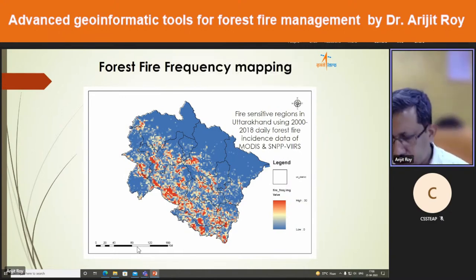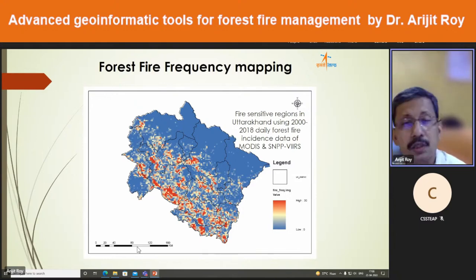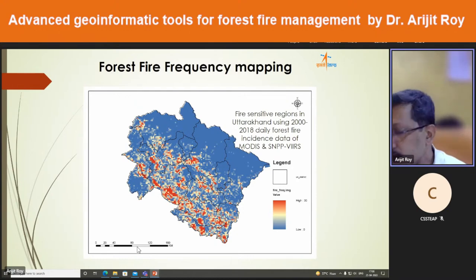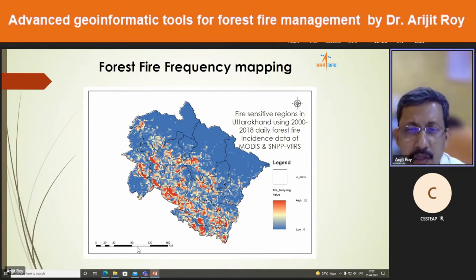So after we talked about monitoring, let us talk about the risks and vulnerability. If we want to identify the risk and vulnerability, a very simple method is to identify the forest fire frequency, or map the forest fire frequency. And this we carried out using the daily MODIS and SNPP VIIRS data on a grid size of 5 km by 5 km across Uttarakhand.